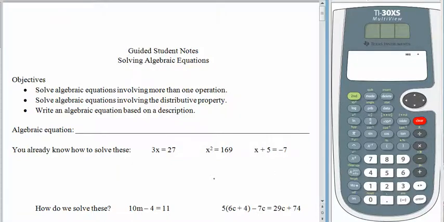As usual, we'll start off with some vocabulary. An algebraic equation is a statement that two expressions are equal.